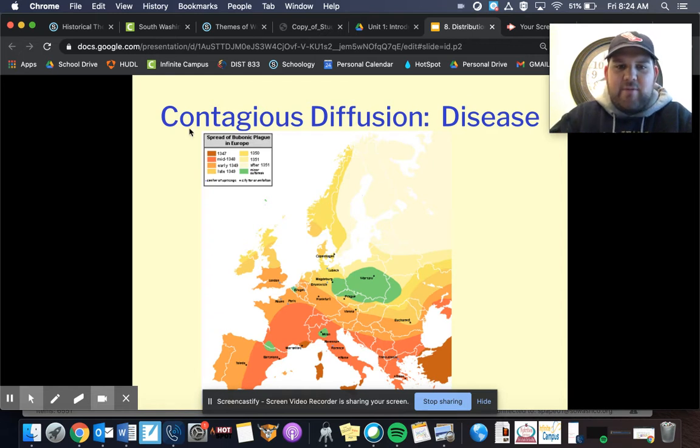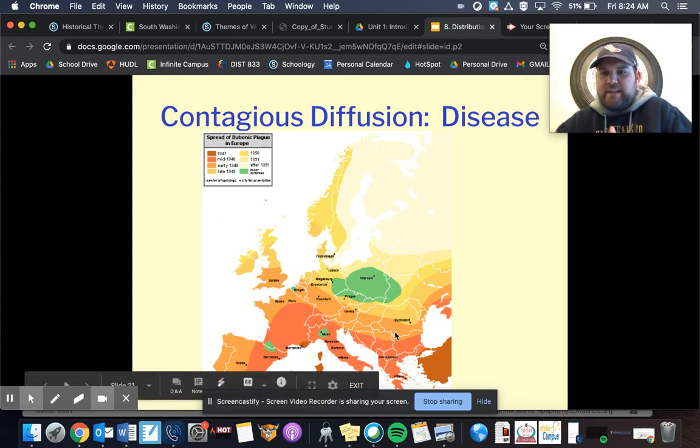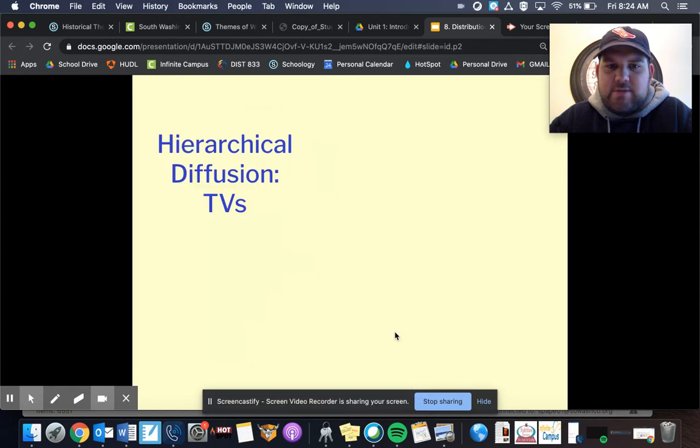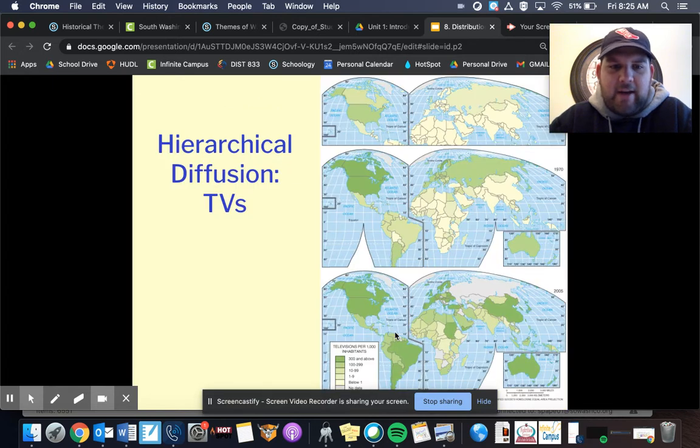Okay. Contagious diffusion, again, a good example is disease. This is a map of the bubonic plague in Europe, one of the worst plagues in world history. And you can see how it spreads: one person gets it, affects others. Kind of the same as the COVID-19 virus, and how that has spread. That's contagious diffusion as well. Hierarchical diffusion, TVs, okay? You see a TV on a commercial, or you have a friend or somebody that has a TV that you think highly of, and you buy that TV, and then it spreads that way.